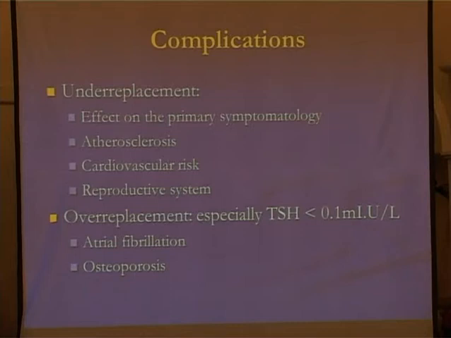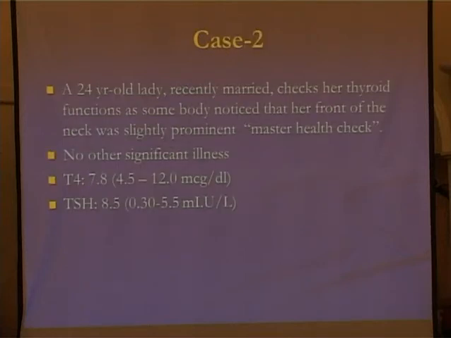These are always proven scientific facts. I'm not quoting journals, papers, all those quotations. These are proven book facts. Atrial fibrillation and osteoporosis are complications of over-treatment of hypothyroidism. So that's the importance of at least checking. Even in a regular compliant patient, you have to check at least once a year or two to show that the values are always kept normal.